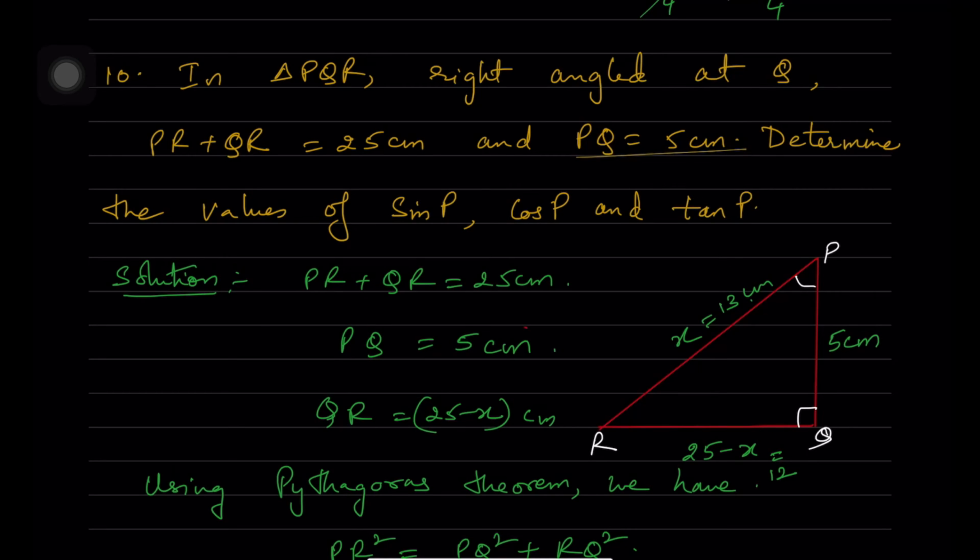Now in triangle PQR right angle at Q, PR plus QR is equal to 25 and PQ is equal to 5 centimeters. Determine the values of sin P, cos P and tan P. So solution is PR plus QR is equal to 25 centimeters is given. So PQ is equal to 5 centimeters and QR is equal to 25 minus x centimeters. So here you are given one of the sides as 5 centimeters and you have PR plus QR is equal to 25. If you take PR as x, the other side will become 25 minus x.